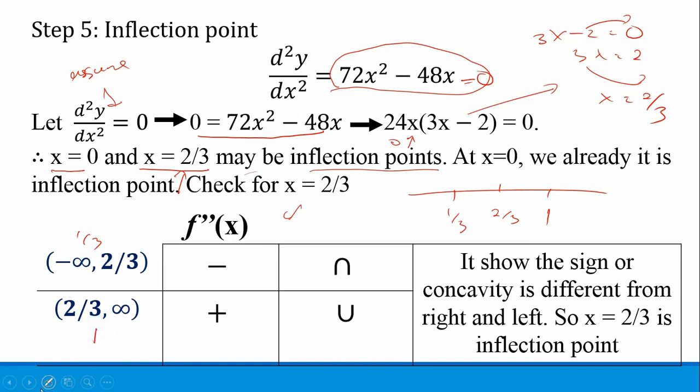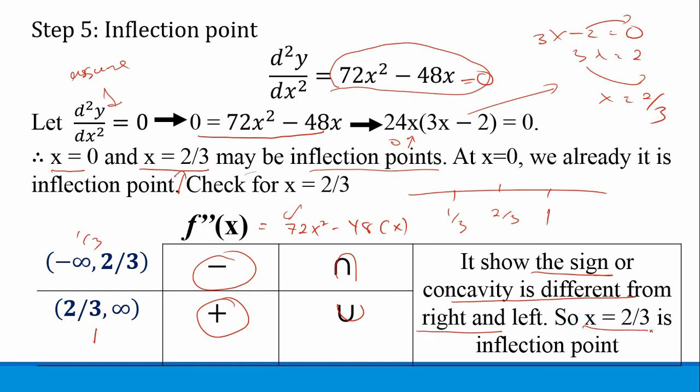I substitute into this one, 72x squared minus 48x. For this case I get that it is negative, and the other I get positive, which is concave downward and concave upward. It shows that the sign of concavity is different from right to left, so x equals 2 over 3 is an inflection point.